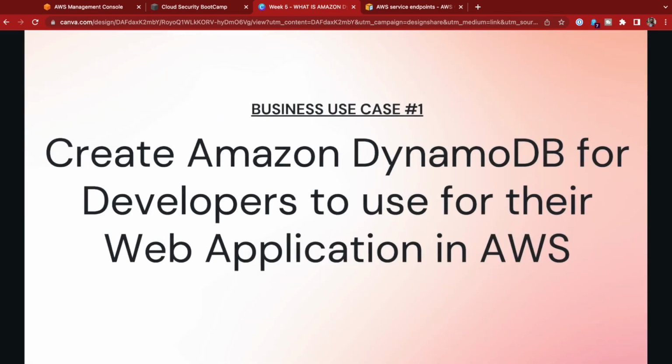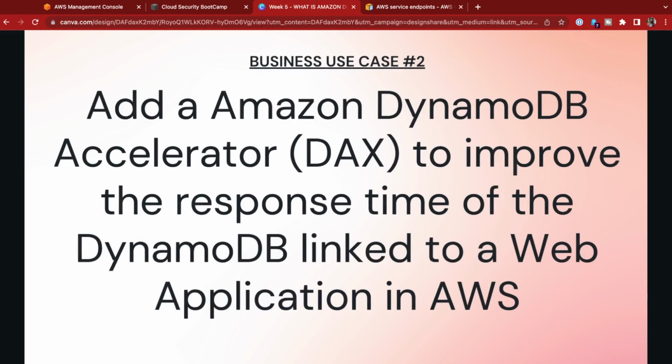So the first business use case, if you are a cloud engineer or a cloud architect, you have been tasked by your manager or boss that, hey, you need to create a Amazon DynamoDB table for developers to use for their web application in AWS, which should allow them to have uninterrupted flow for a large amount of traffic in microseconds. But in some scenarios, they might have to work with millisecond response time scenarios. So you have to add a DynamoDB accelerator as well to improve the response time of the DynamoDB table linked to a web application in AWS.